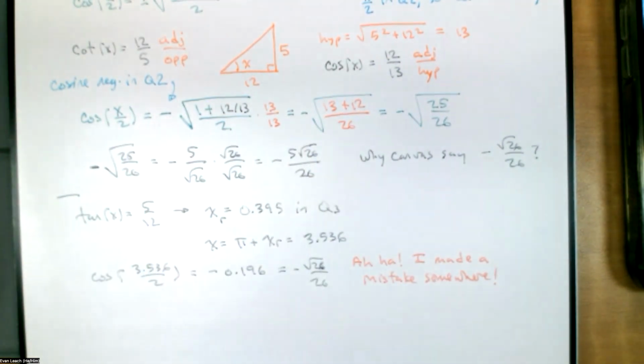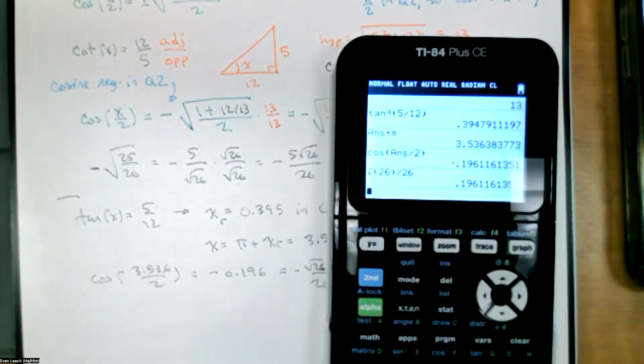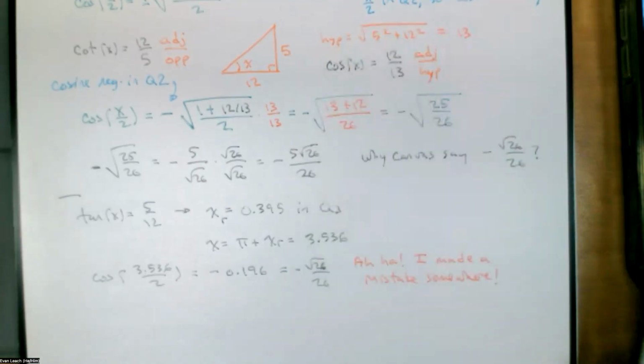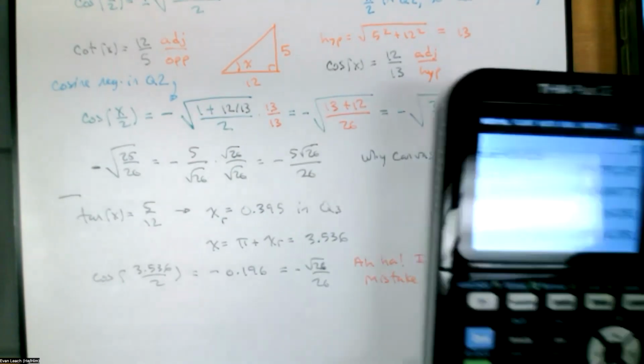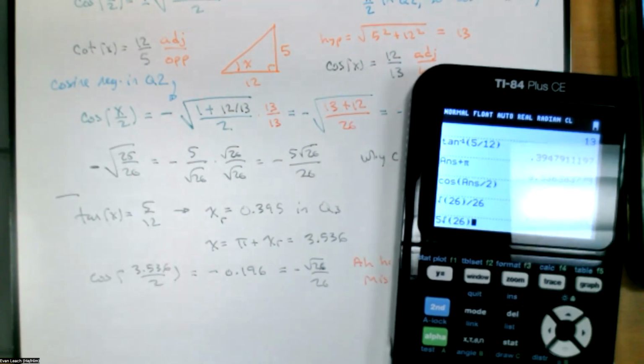I thought they might have an incorrect answer as well, but then we just tried finding the actual angle. I put x in the third quadrant. I divided x by 2, and then found the cosine, and that worked out to be root 26 over 26, and not negative 5 root 26 divided by 26.